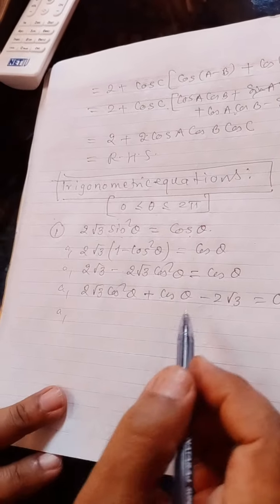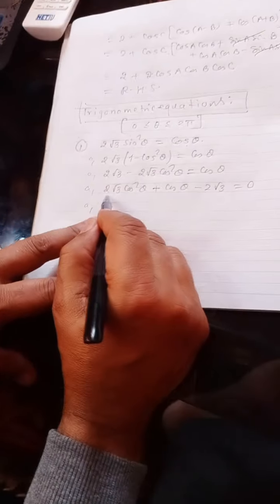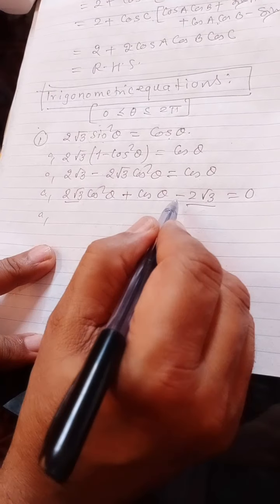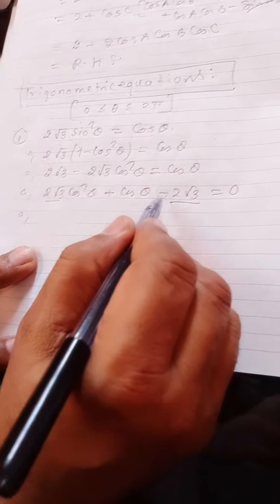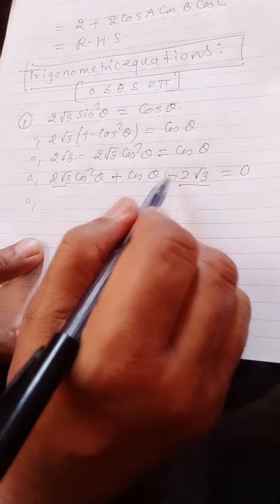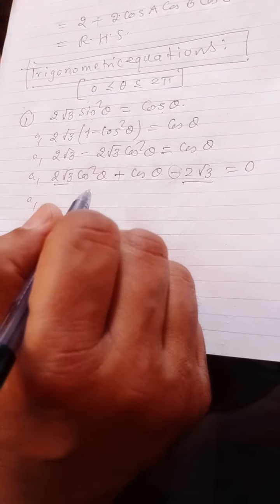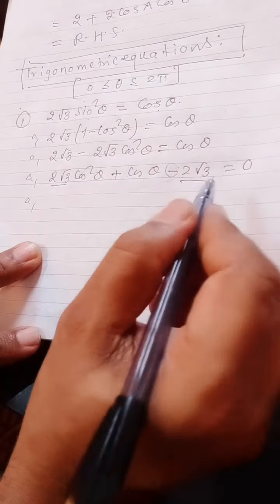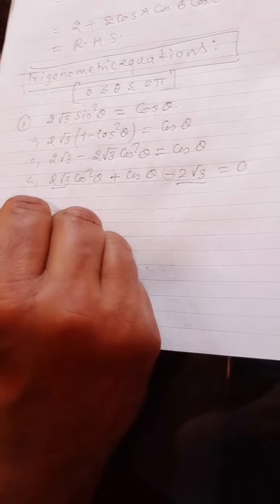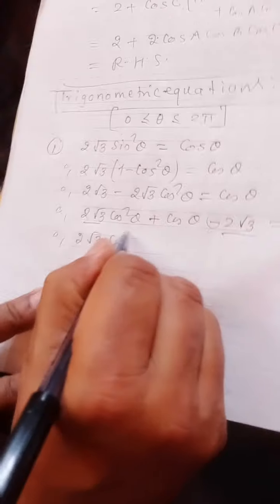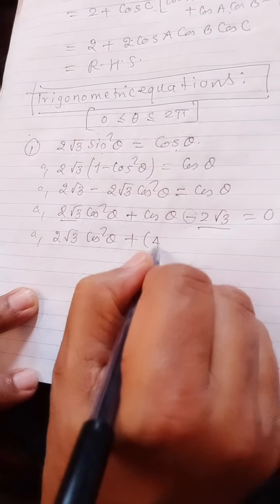Now middle term factorization according to algebra. 2 root 3 times 2 root 3 is 4 into 3, 4 into 3 is 12, and here is the minus sign in last. That's why after subtracting we have to find 1, and here 4 minus 3, 4 into 3 is 12, 4 minus 3 is 1. Middle term factorization just.